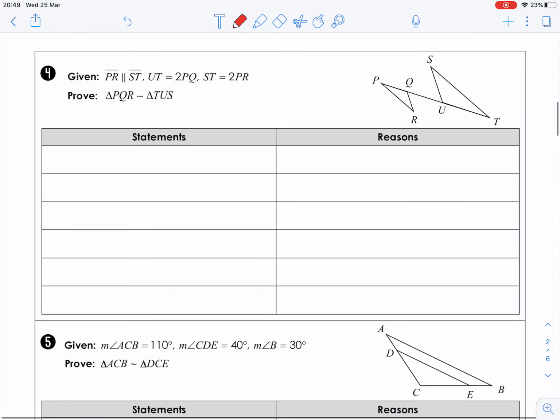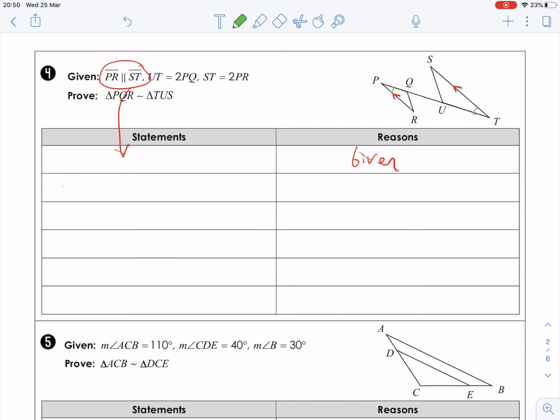Number 4. PR is parallel to ST. It's going to be a given. PR is parallel to ST. That means we're going to have some transversals probably that are going to help us. And then we know that UT is equal to 2 PQs. Let's not do that yet. Let's see if we can work anything with a red first. Can we find anything with a red? Is there a transversal that will help us? Ding, ding, ding. Yes. This and this.